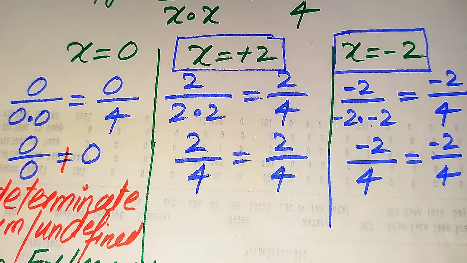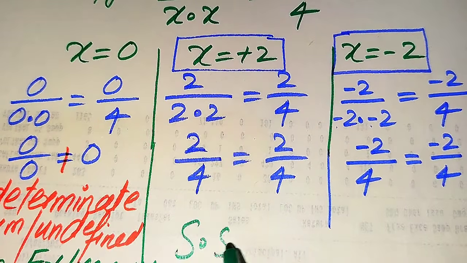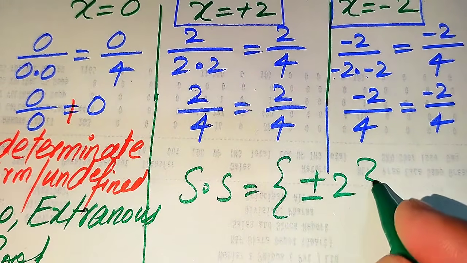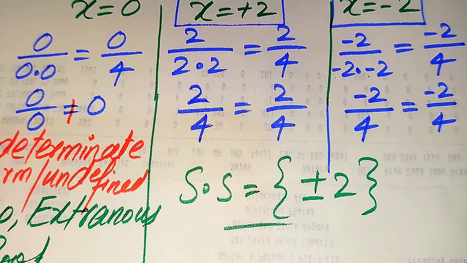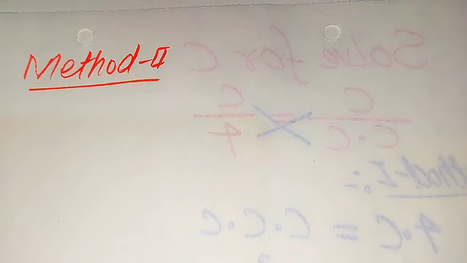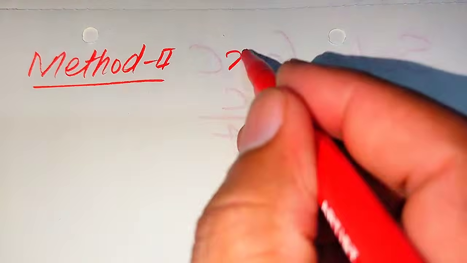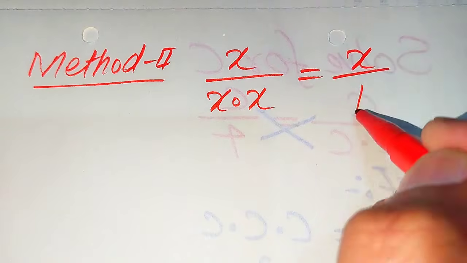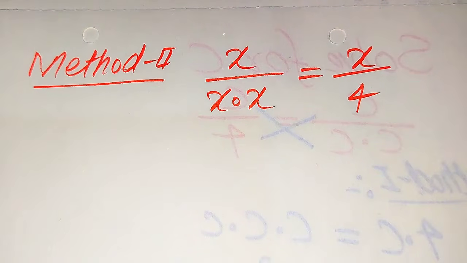So here we conclude about the solution set of the given question, and the solution set is plus minus 2. Plus minus 2 is the solution set of this question, which we get from the first method. And now we again solve this problem with the second method. In the second method we need to copy down the given question statement, which is x divided by x times x equals x divided by 4.